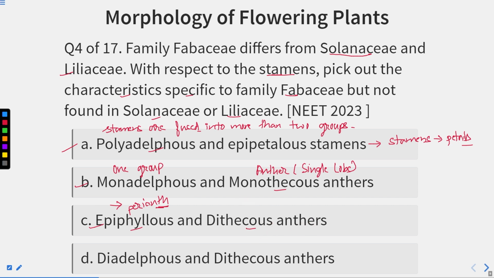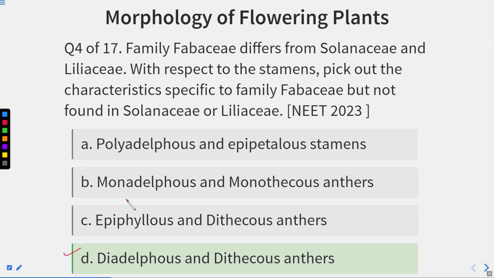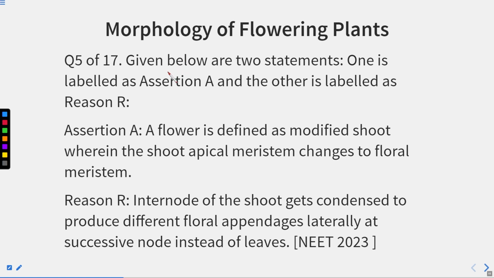Dithecous. Dithecous means the anther is two-lobed. There are two lobes present. Then diadelphous and again dithecous. Diadelphous means two groups of stamens, when the stamens are fused together and they form two groups. Dithecous, again anther with two lobes. So with respect to stamens, they are asking, what should be the answer here? This is again straightforward. Option D is the correct answer. Now let's move on to the next question.